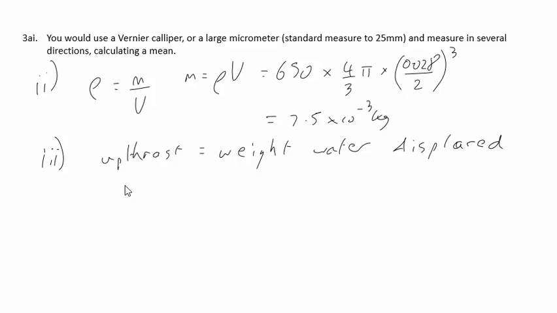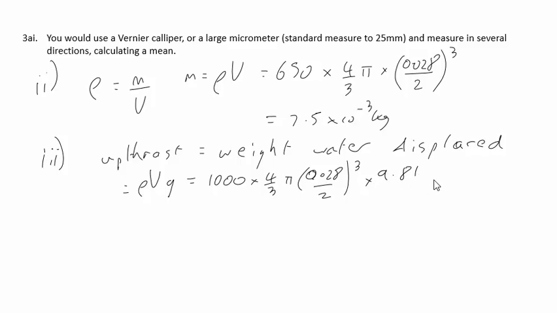and this is density times volume, which gives the mass, times the gravitational field strength, which is 1000 kilograms per cubic meter density times 4/3 pi times 0.028 over 2 cubed again, times gravitational field strength of 9.81. This comes out at 0.113 newtons.